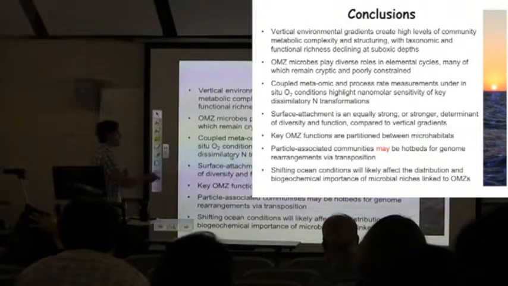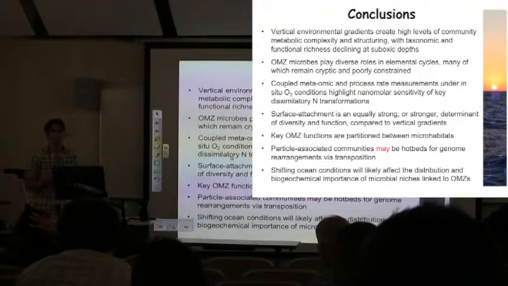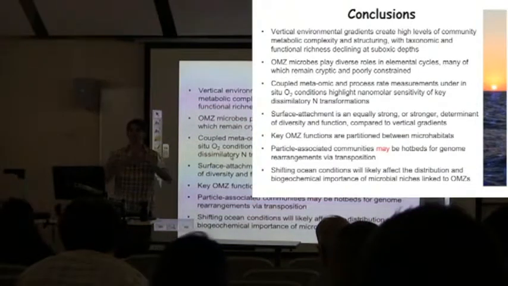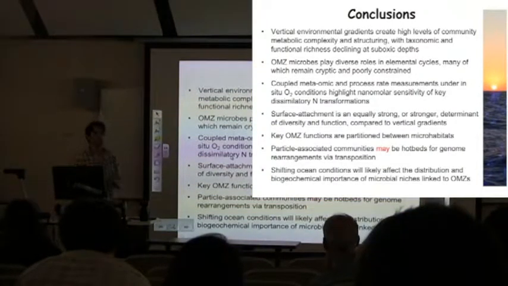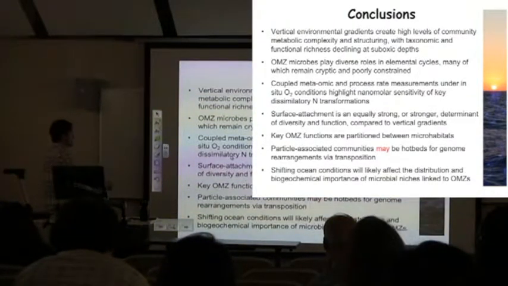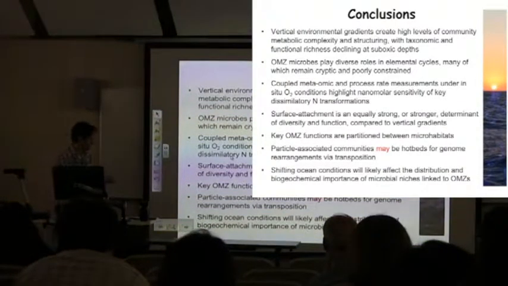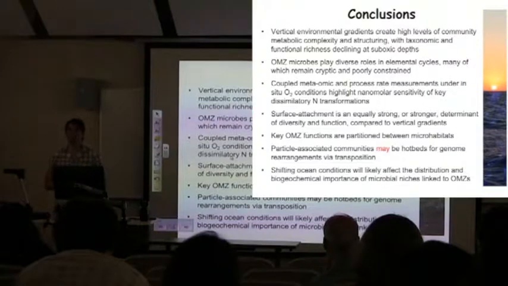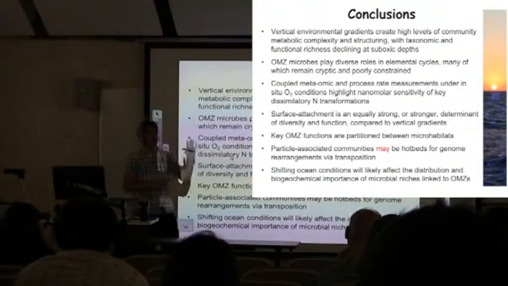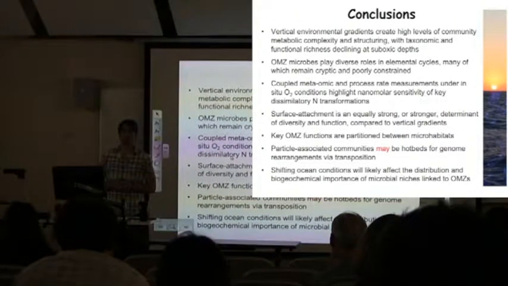Particle-associated communities finally may be hotbeds for genome rearrangements, maybe via transposition. I think that's really cool. It says something about the spatial environment of microbial genome reshuffling out there in nature. That has direct implications for how we think about the distributions of key biogeochemical properties. Okay, so shifting ocean conditions will likely affect the distribution and biogeochemical importance of microbes. Right? All these are dynamic, especially at their surfaces. The distribution of oxygen will affect where the microbes are, and also, as we've shown, when they start doing it.